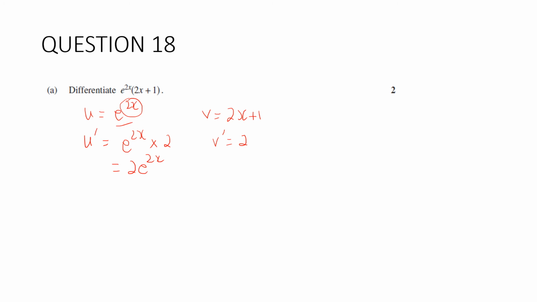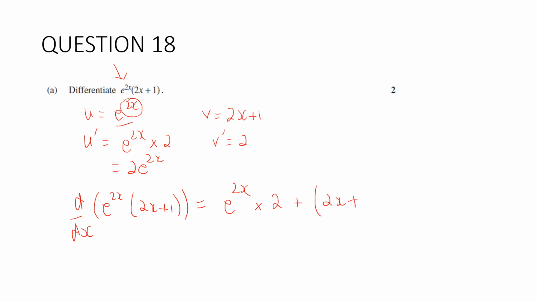Okay, here we go. We don't actually have any notation for this, so we can't really write y dashed equals, but we could write this. The derivative of e to the 2x, bracket 2x plus 1, is equal to u, which is e to the 2x, multiplied by the derivative of v, plus v. Don't forget to put that in brackets there because you've got two terms, multiplied by the derivative of u, which is 2e to the 2x. Now at this point you've probably got full marks, but let's tidy it up.